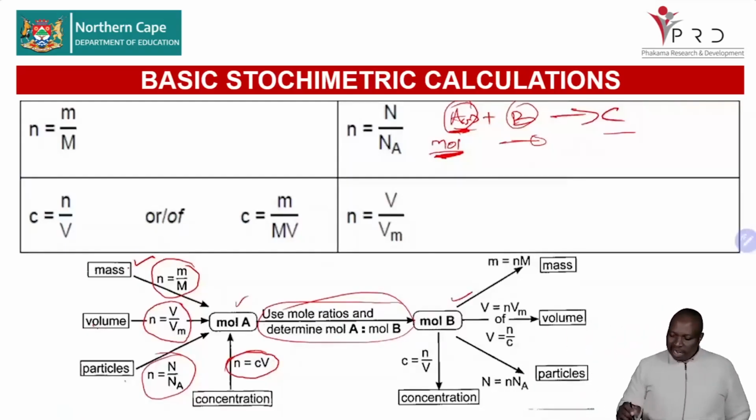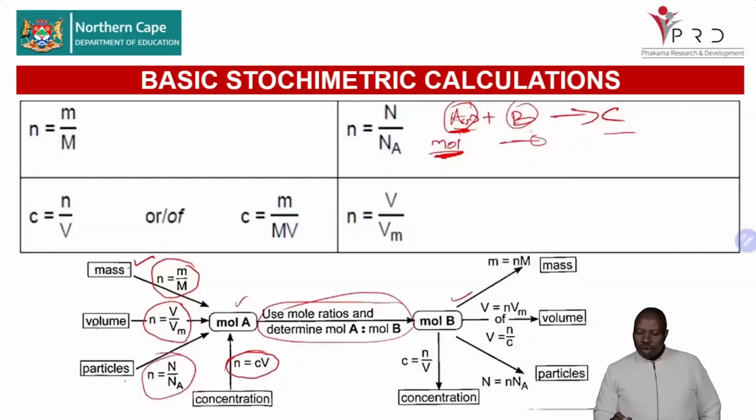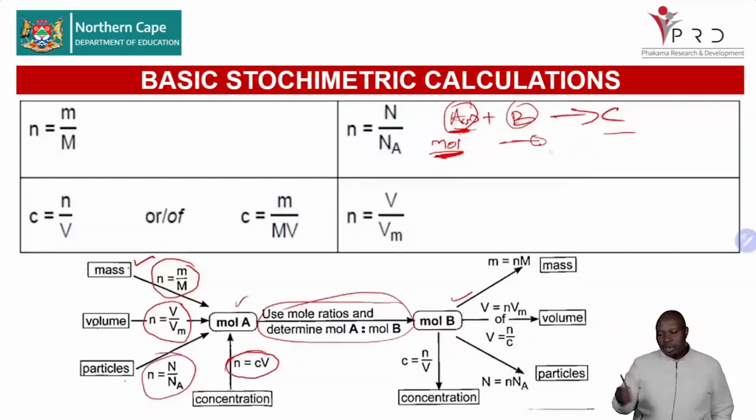So we're saying get the number of moles. After getting the number of moles, be able now to determine the unknown using the mole ratio. So that's what we are doing. And as you write your papers, always think about the mole ratio, as it is important.